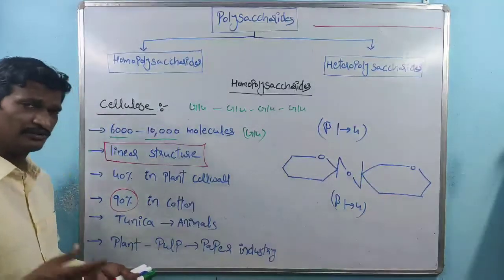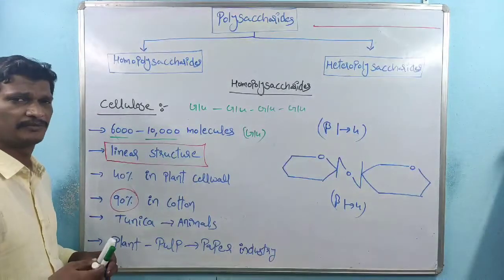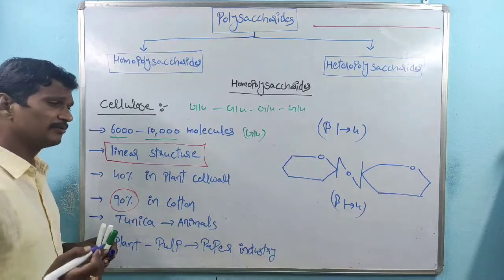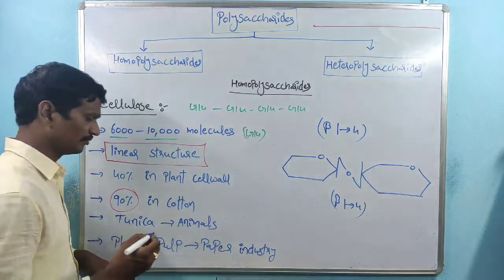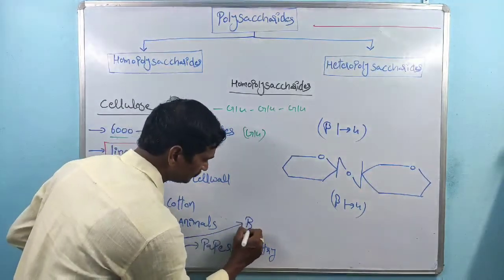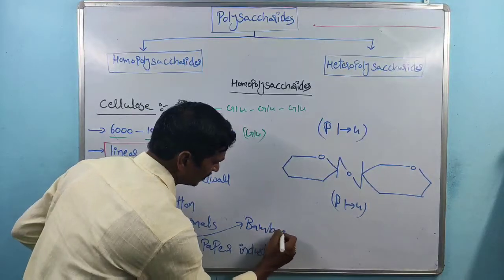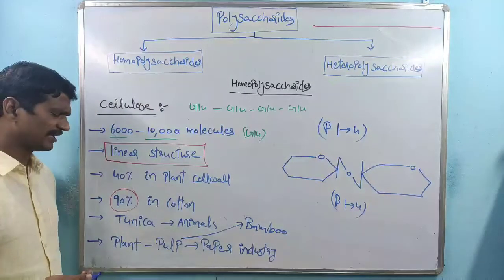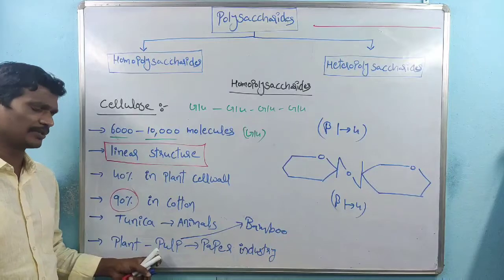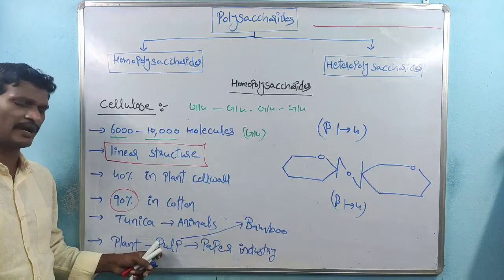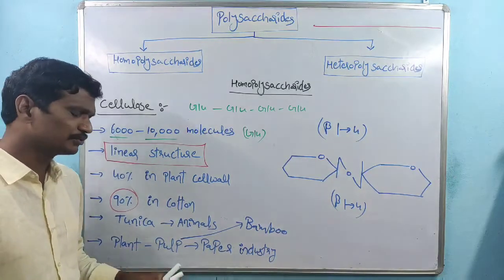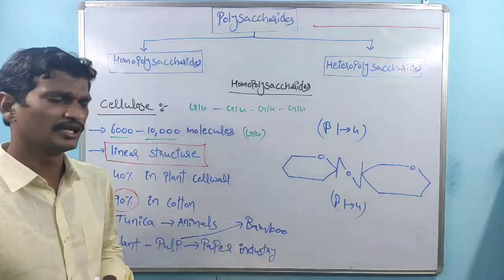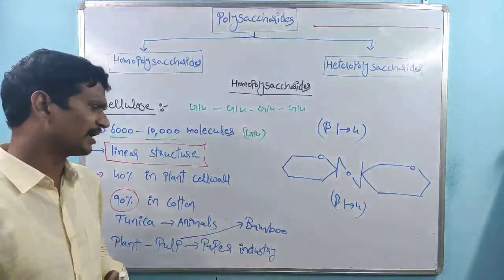Sir, can you give me one example? Not paper, a pulp producing plant. We know about the bamboo. Bamboo is one of the plants, right? That plant produces pulp, which is called bamboo pulp. That pulp we use in the paper industry to make the paper, right?